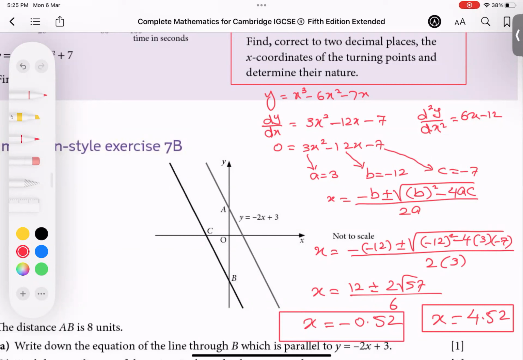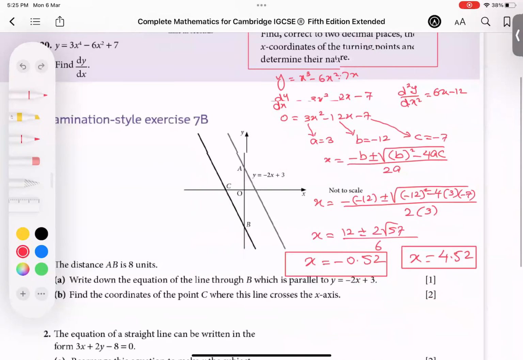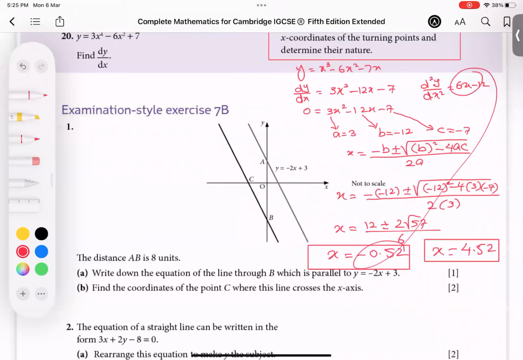And now he's asking for the nature. How to find the nature? Plug both x values into the second derivative. So let's check it now. When I say doing nature, this will go in the place of x. So d2y over dx2: 6 times negative 0.52, and minus 12. Same approach here.